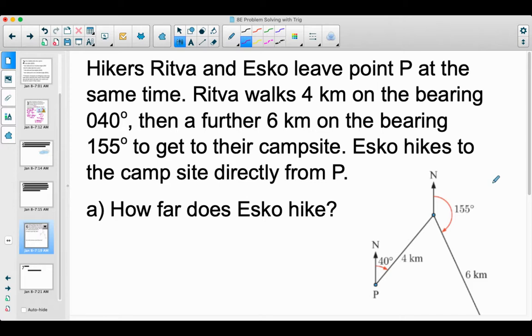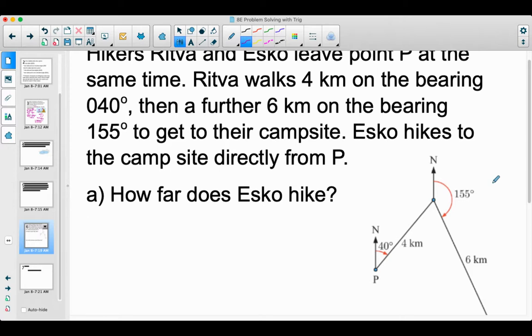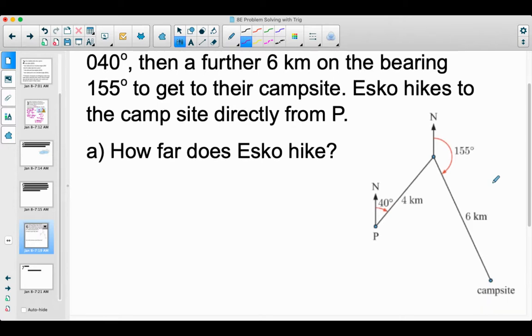And then the other one, Esco, hikes to the camp directly, and the campsite is at P. So the question is, how far does Esco hike? Esco is going directly to the campsite, so straight to this campsite. That should go there, but that's okay. I'm just going to label that as x.